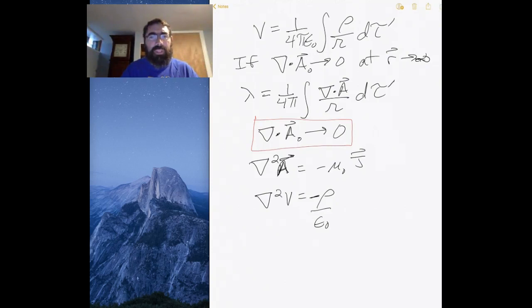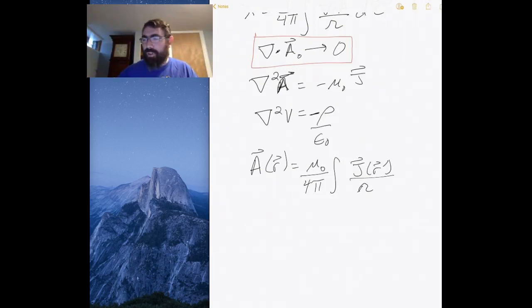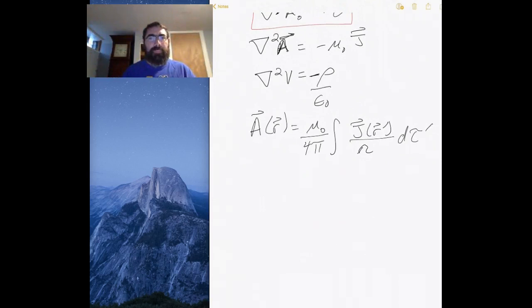Anyway, since this is a Poisson equation, that means by analogy I can write out Coulomb's law for my vector potential, which is mu 0 over 4 pi, the source, in this case a current density, divided by the distance r, integrating over the volume. And this is for a volume.